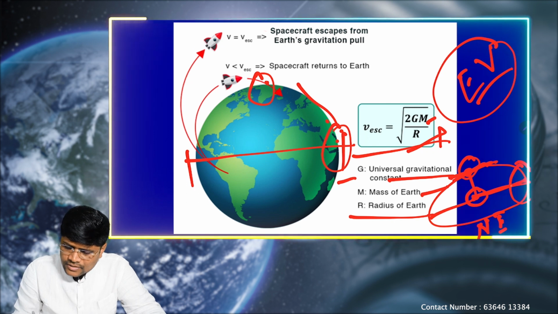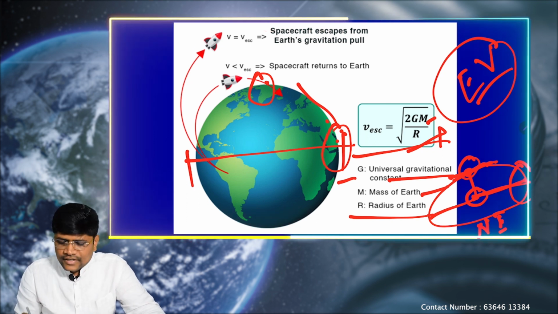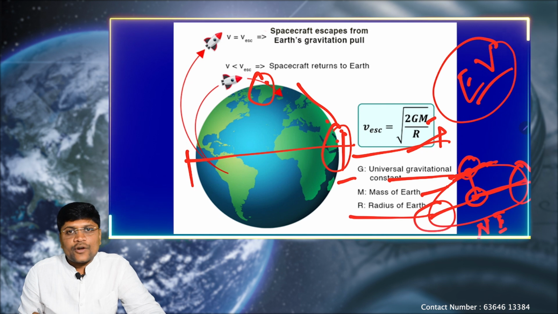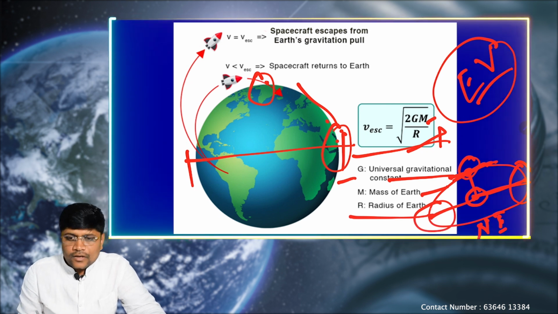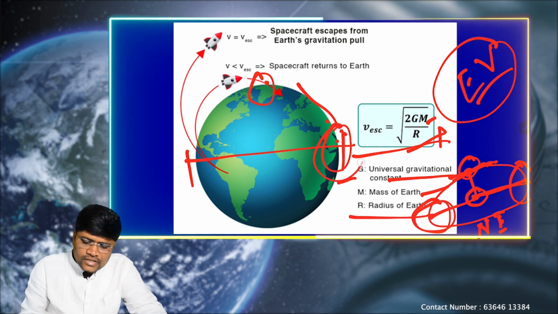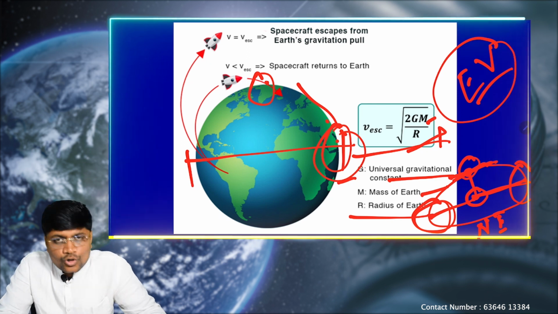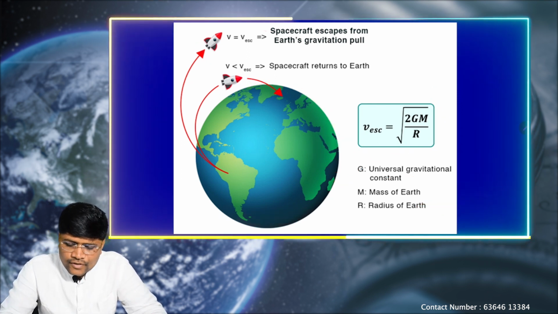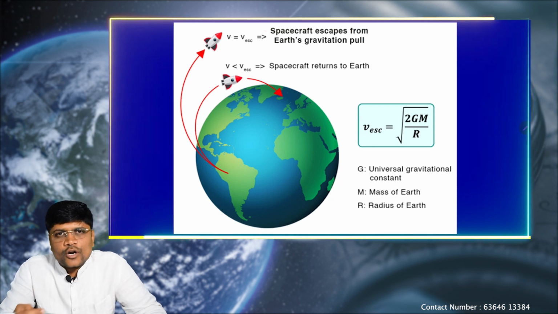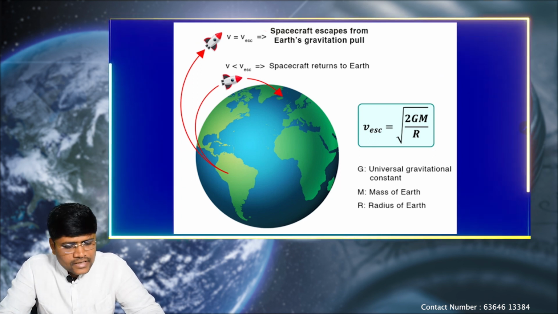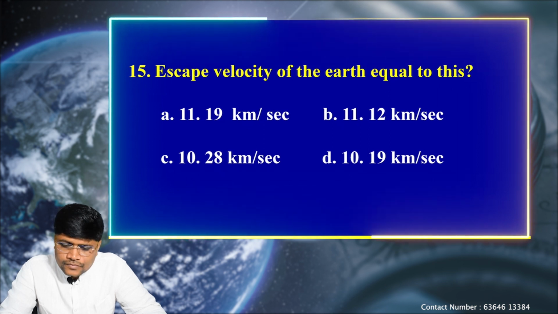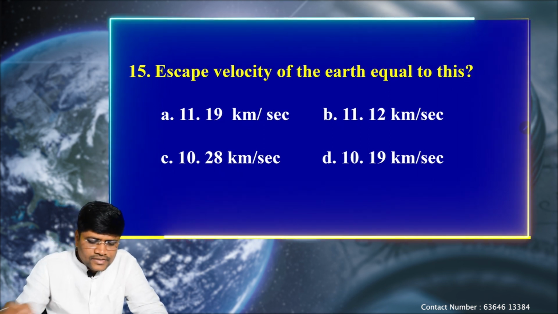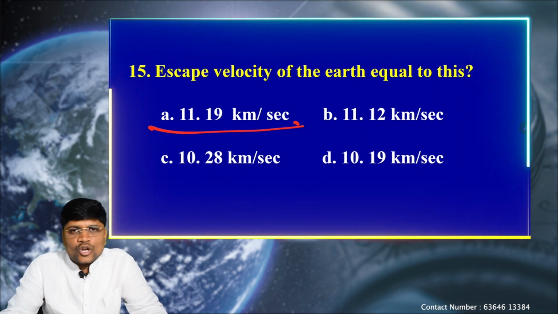Because the equator is a bit far away from the core region, and because of the high rotational speed and very low gravitation, satellites are usually preferred to be launched from the equatorial region. Escape velocity refers to the minimum speed required for an object to escape from the Earth's gravity. So the correct option is 11.19 km per second.